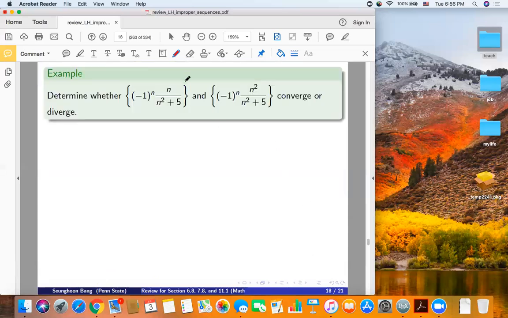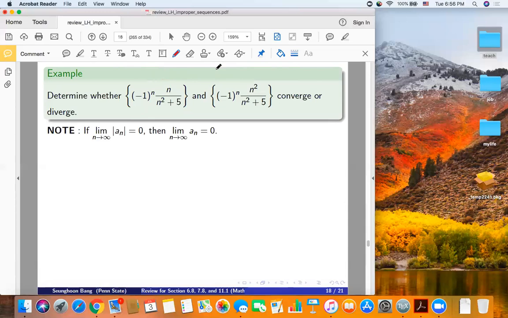So the second and third one. What happened to the second one? Does the second one converge or diverge? Converge. What is the convergence number? The convergence number is 0.